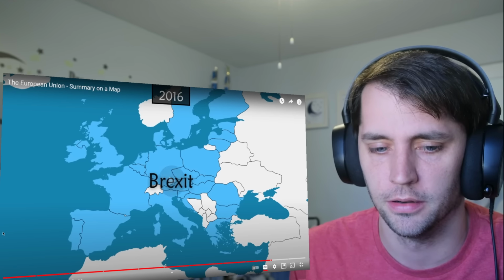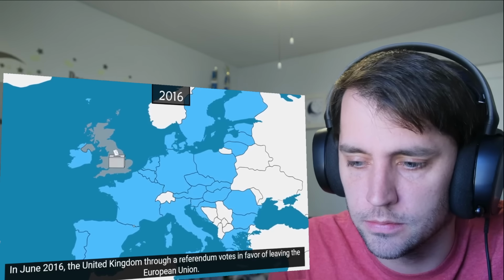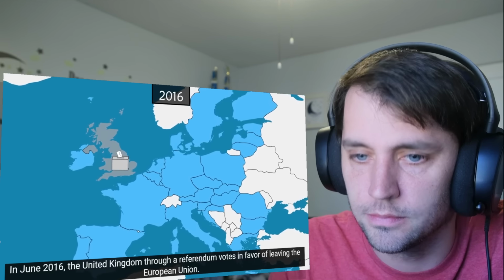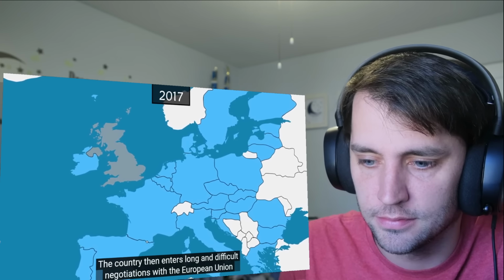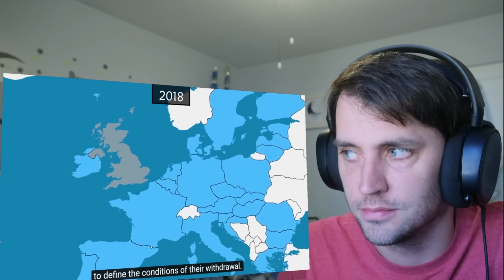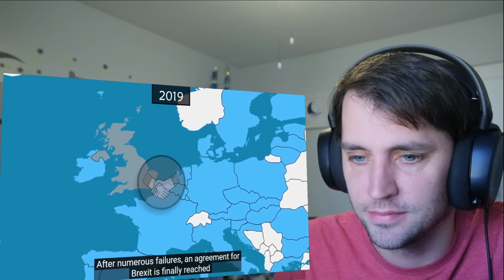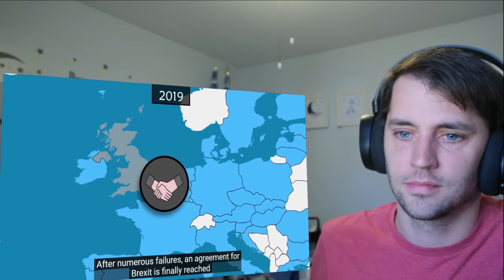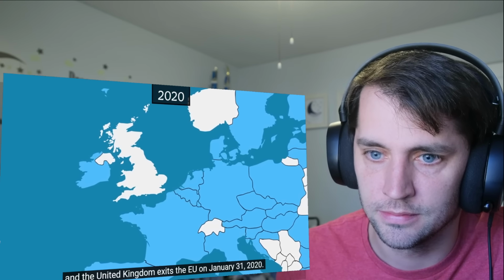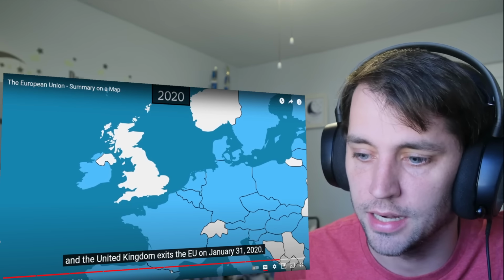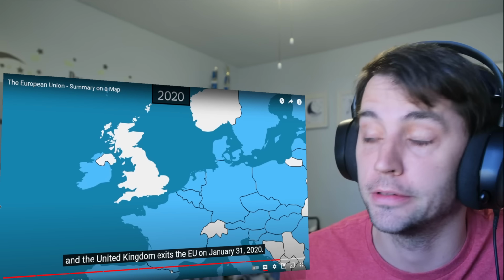Wow, that's just weird. In June 2016, the United Kingdom, through a referendum, votes in favor of leaving the European Union. Here we go. The country then enters long and difficult negotiations with the European Union to define the conditions of their withdrawal. After numerous failures, an agreement for Brexit is finally reached, and the United Kingdom exits the EU on January 31, 2020. Honestly, it kind of got overshadowed by the whole pandemic type situation.